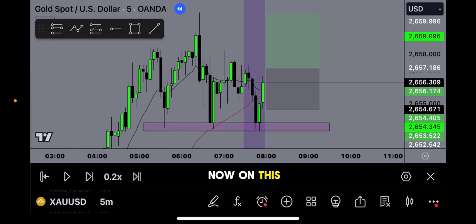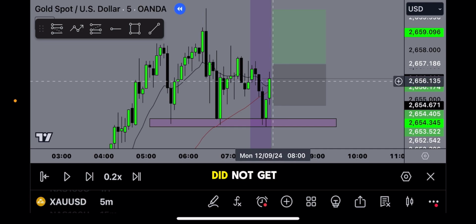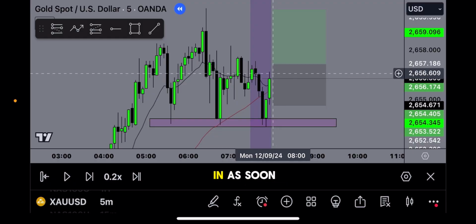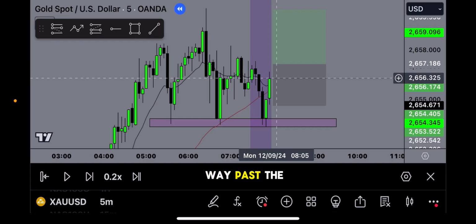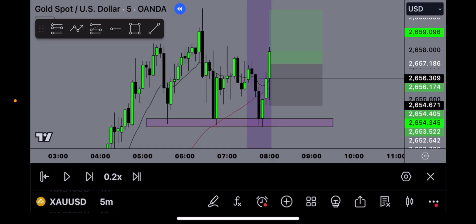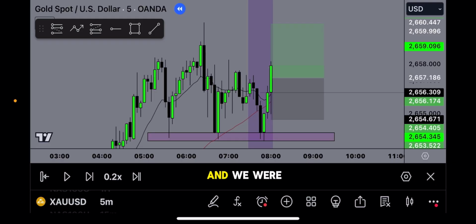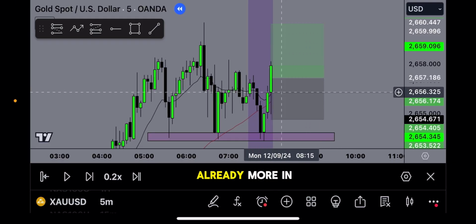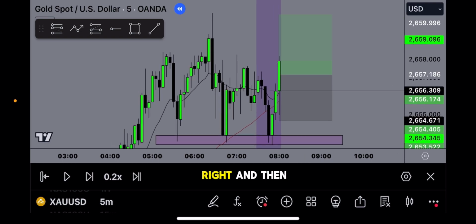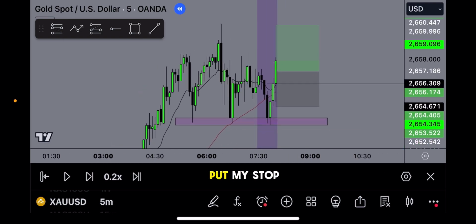Now, on this trade, I did not get in 2 or 3 seconds before the candle closed. I actually got in as soon as the other candle opened. That's why my entry is all the way up here, way past the candle close. But it's because as soon as the other candle opened, price skipped. And my entry was all the way up here by then. So let's see what happened. On this next candle, we're already in the trade and we're already in profit. Even though I should have been already more in profit if I would have got in when I was supposed to get in, right? And then for here, I put my stop loss.